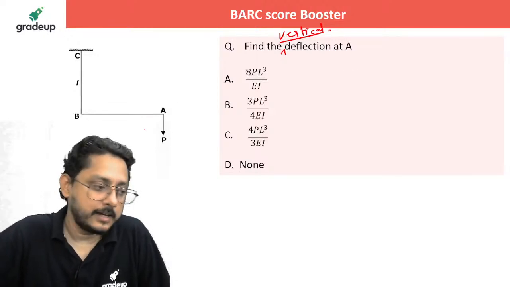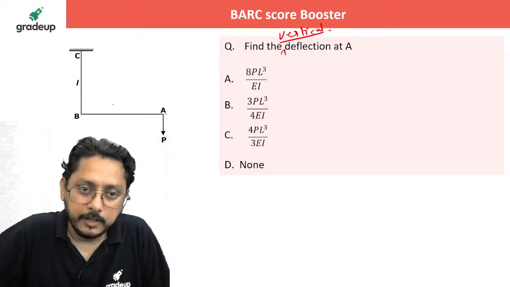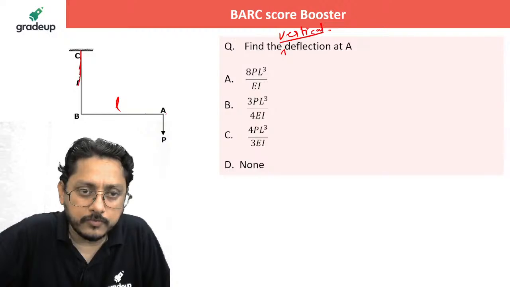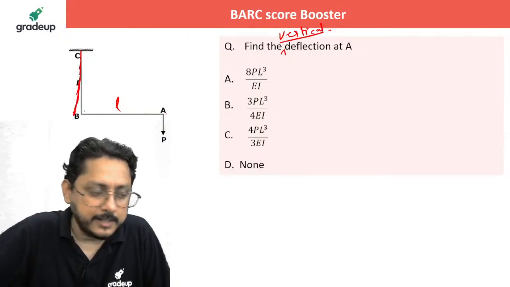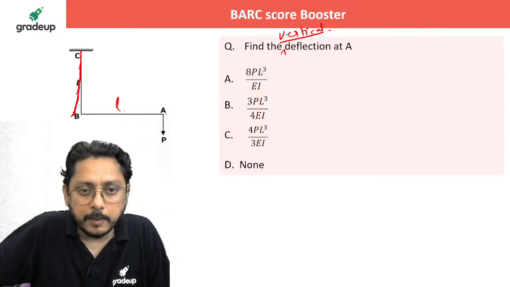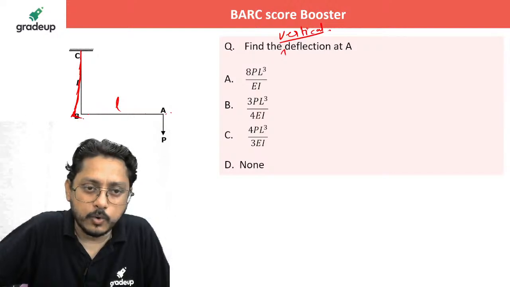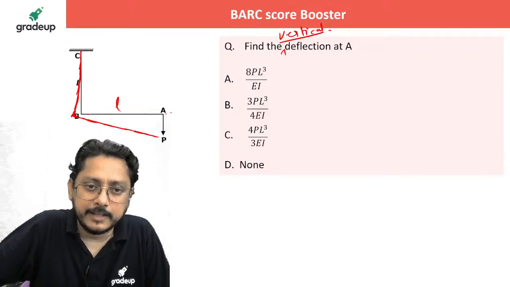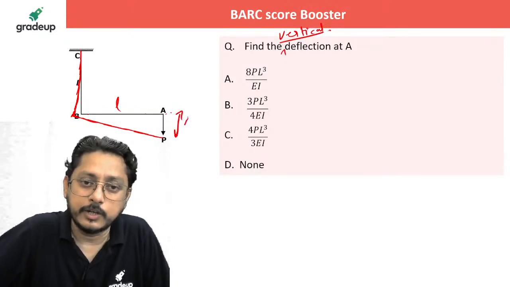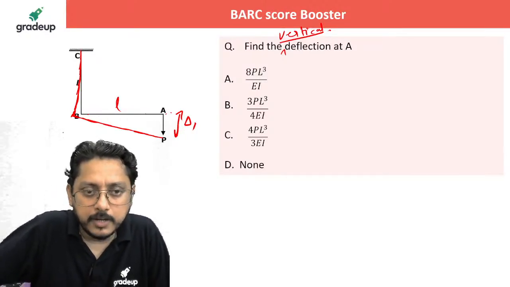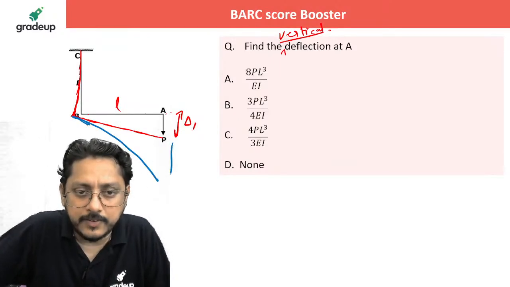Similarly, due to the P into L, this part will get rotated. Due to the rotation of the joint B, as it is a rigid joint, first of all BA will get rotated, just to understand, to maintain the angle of 90 degree. So at first you get deflection due to the rotation only. And then as the load is applied there, it will be deflected due to the load, and you get the next deflection.